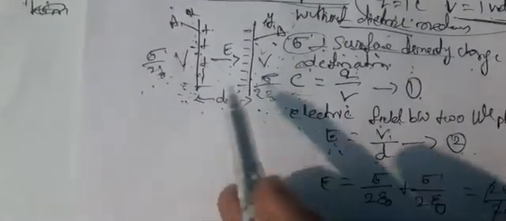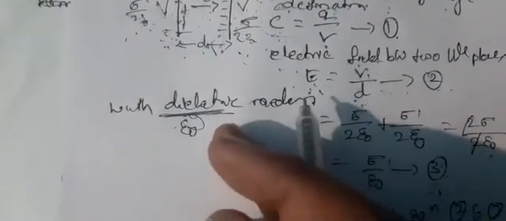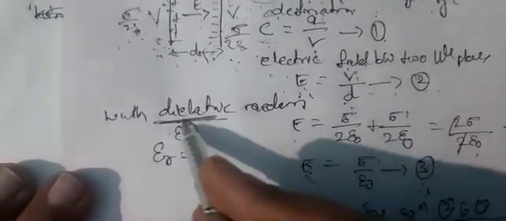Then similarly, what is the expression for the capacitance of a parallel plate capacitor with dielectric media? Epsilon naught is the permittivity of free space. What is the meaning of dielectric media? Dielectric constant and relative permittivity are both the same. Epsilon r is called relative permittivity or dielectric constant.